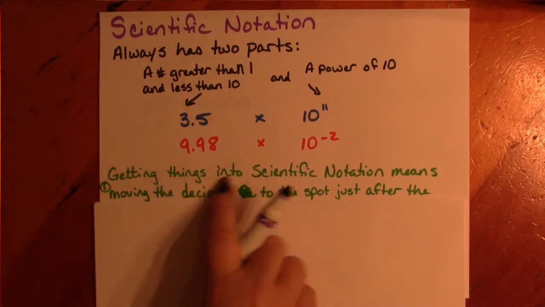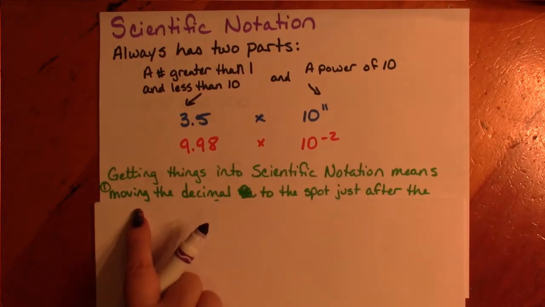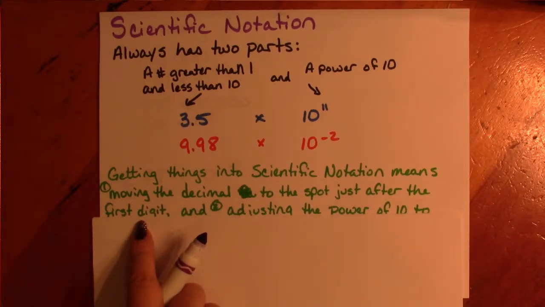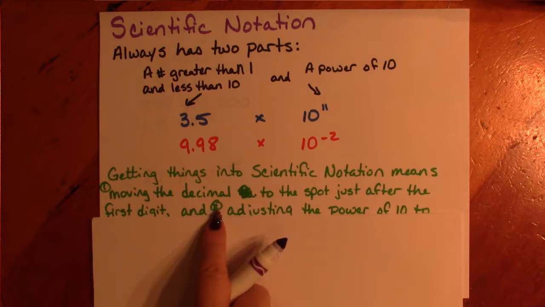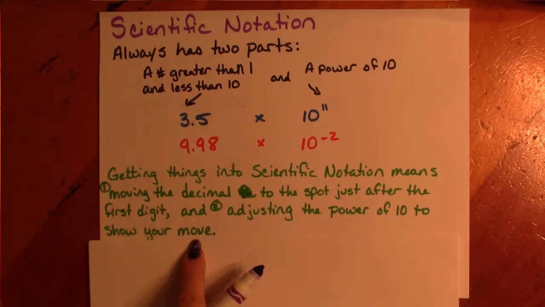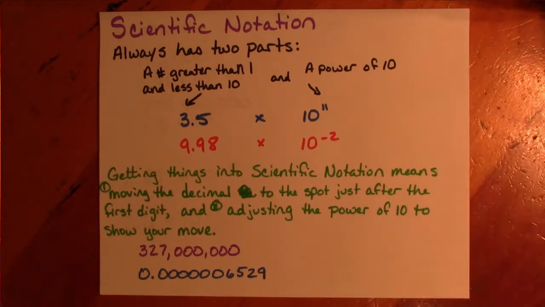If you're getting things into scientific notation, that means there are 2 steps. First, you're going to move the decimal to the spot just after the first digit, and then you're going to adjust the power of 10 to show what you moved. So we're going to give that a try.